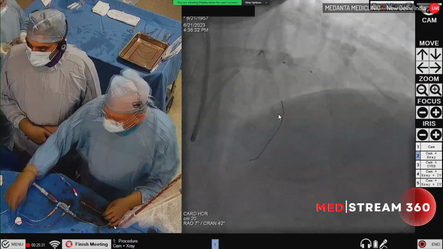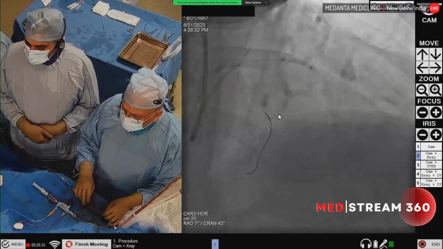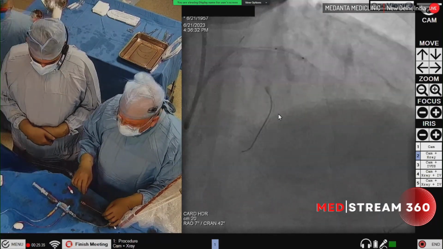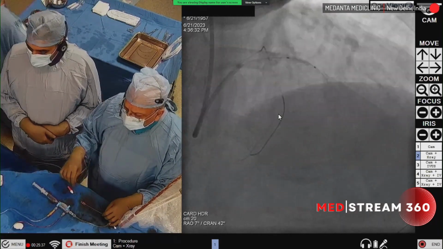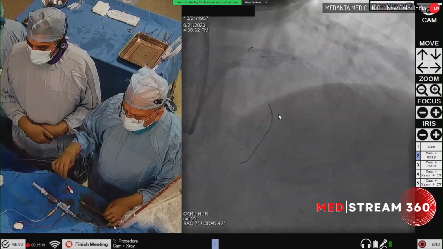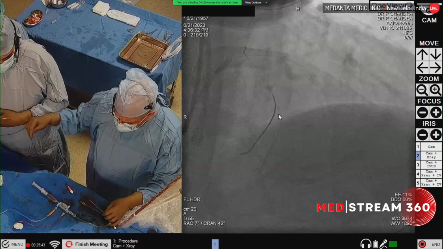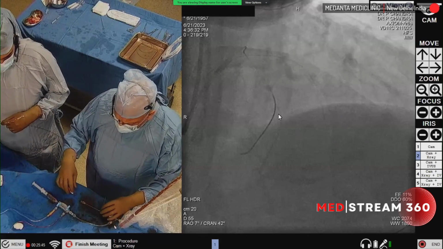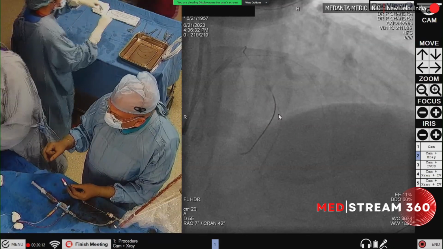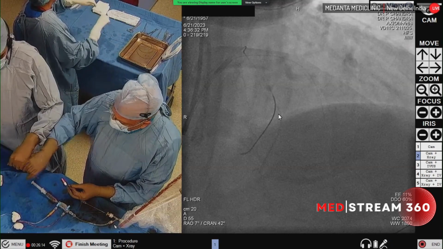12. So we are doing serial dilatations in this entire length of the vessel. Deflate. Using 2.25. Yes. So let us do IVUS now. So we'll do an IVUS.